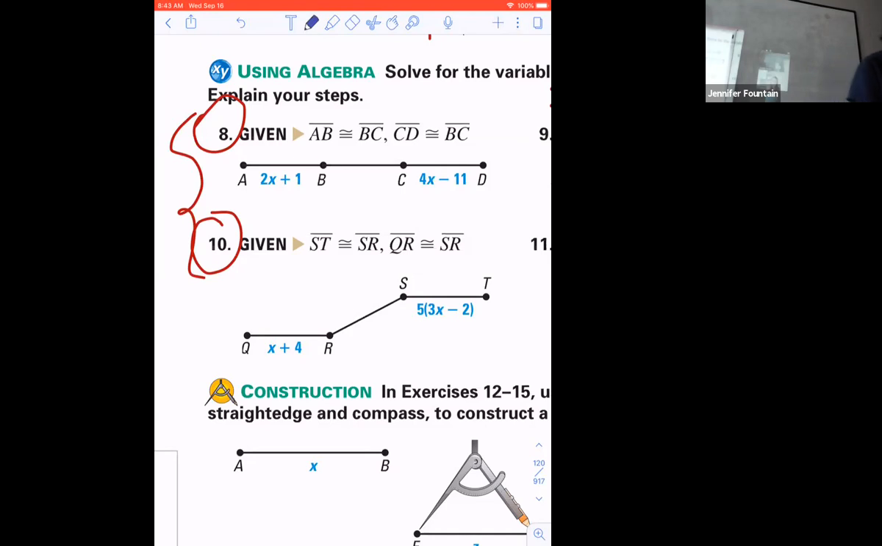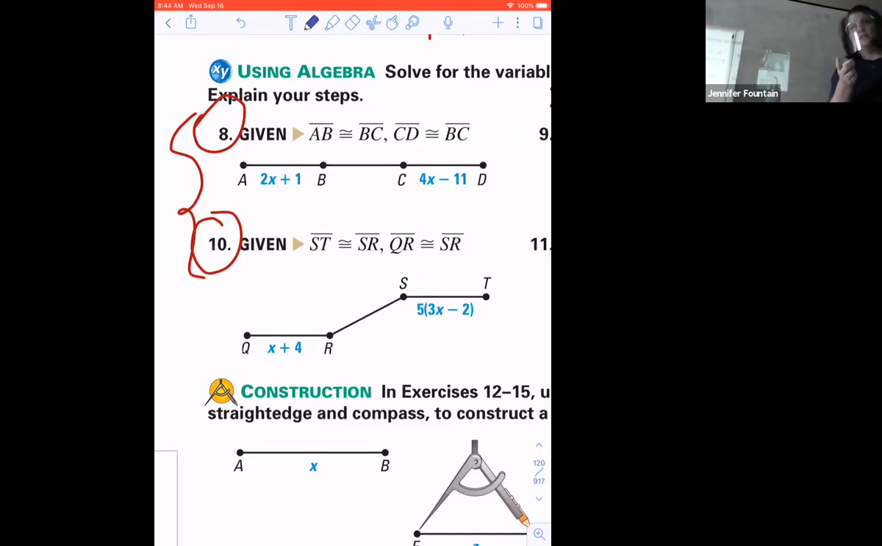Okay, so we had 2x plus 1 equals 4x minus 11. As we were going through these steps, we set them equal to each other. Then the first step is to move 4x from the right to the left. So we have to subtract 4x. So 2x minus 4x is negative 2x. So on the left side, you have negative 2x plus 1 equals negative 11.